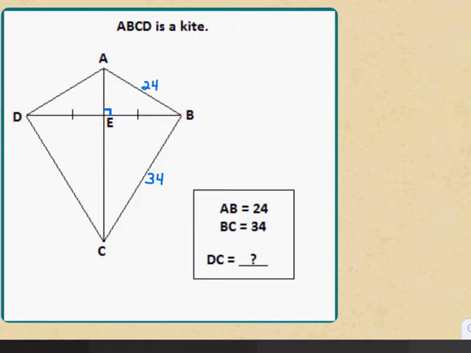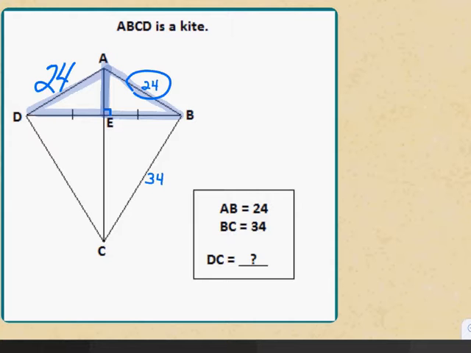As a result, the two triangles at the top, triangle ADE and triangle ABE, are congruent right triangles. Therefore, if the hypotenuse for one of those two triangles, segment AB, is 24, segment AD is also going to be equal to 24.